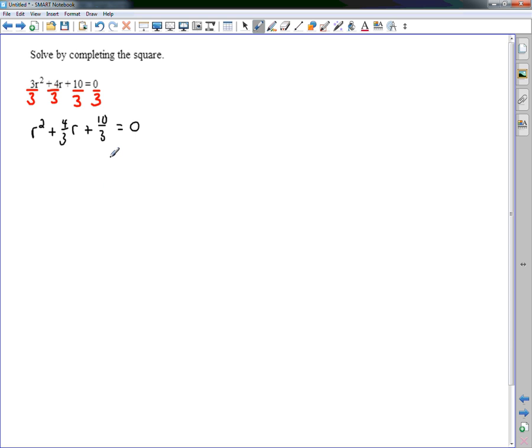Now the concept of completing the square is creating a perfect square so this factors nicely. So we're going to need to move this 10 thirds over to get it ready for the perfect square we're going to create. So now I have r squared plus 4 thirds r equals negative 10 thirds. Notice that I'm leaving a little space right here because we're going to create a number that will allow us to factor this.